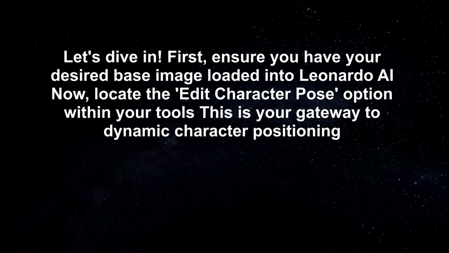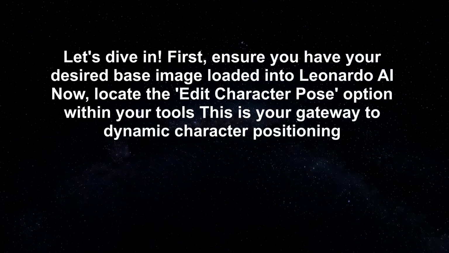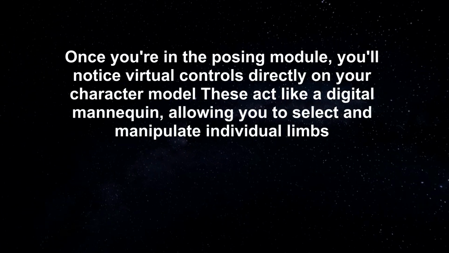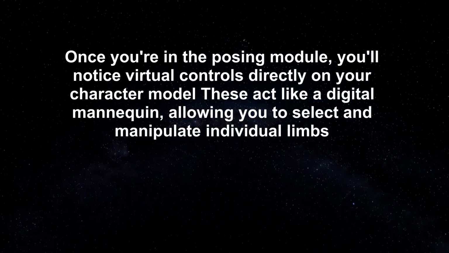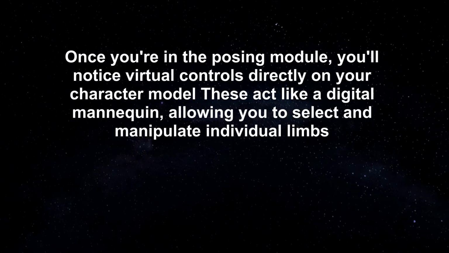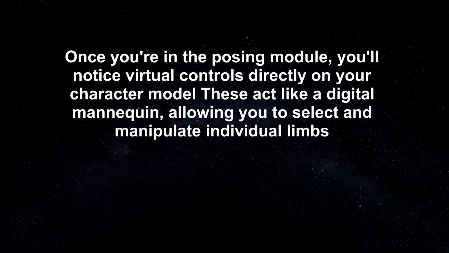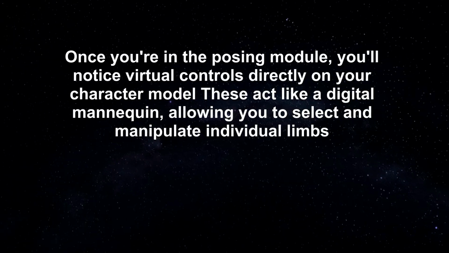Locate the Edit Character Pose option within your tools. This is your gateway to dynamic character positioning. Once you're in the posing module, you'll notice virtual controls directly on your character model. These act like a digital mannequin, allowing you to select and manipulate individual limbs.